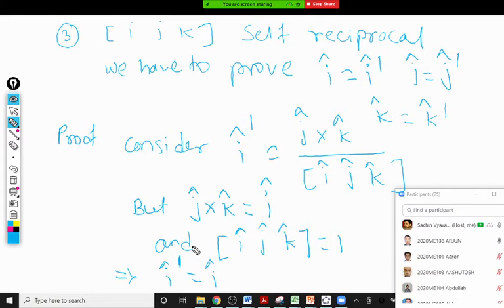Excuse me, sir, in the exam also will we write similarly? Yes, you can do that, because these proofs come for 2 marks, maximum 2 marks. In such a case, it is enough to prove I cap dash is equal to I cap, and the remaining have the same logic, so why write it again? You should say similarly, J cap dash is equal to J and K cap dash is equal to K. Hence, I, J, K are self-reciprocal. Okay, good.